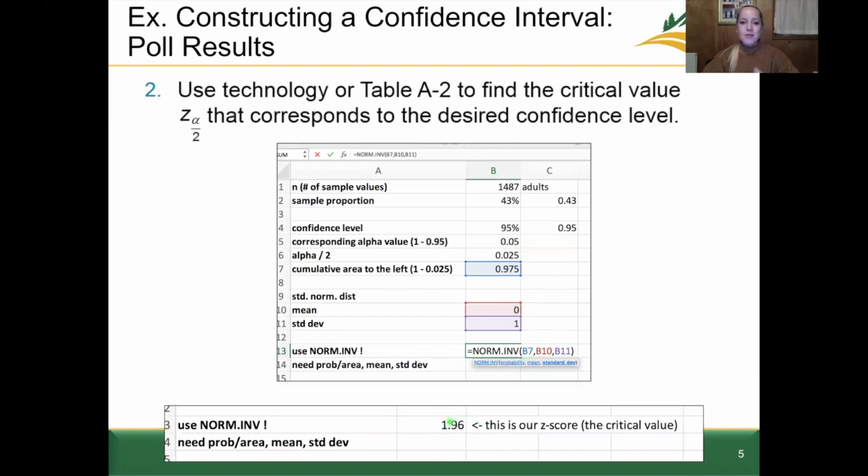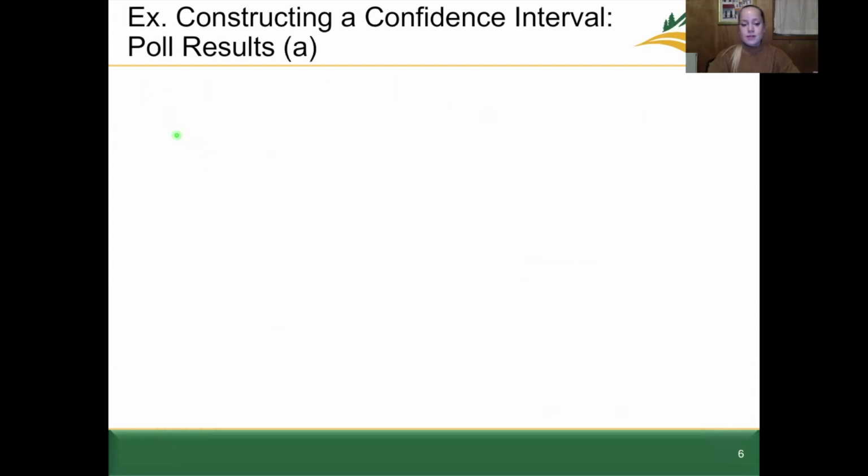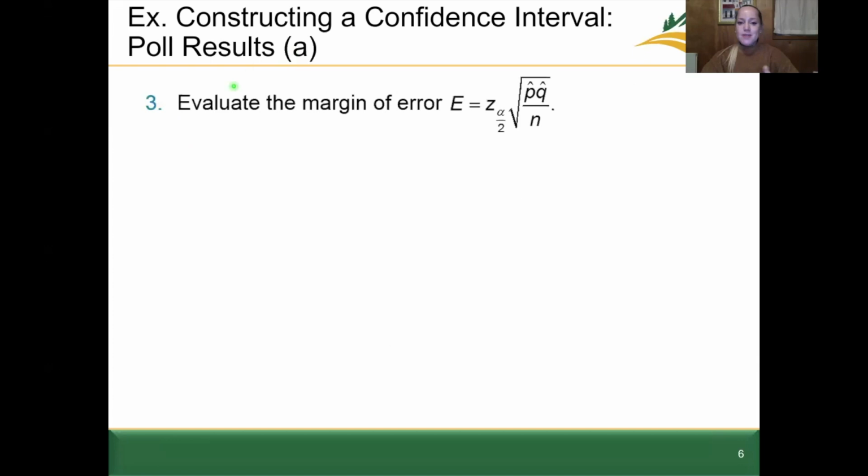So this confirms what we got previously in part 1. What this 1.96 value is, that's our critical value, and in the same respect, that's our z subscript alpha over 2. Both of these are the critical value. This is the notation we use for a critical value. Let's start solving the different questions we were asked in this example. So starting with part A, we need to evaluate the margin of error. So we've seen this equation before. Now we're going to practice using it again.